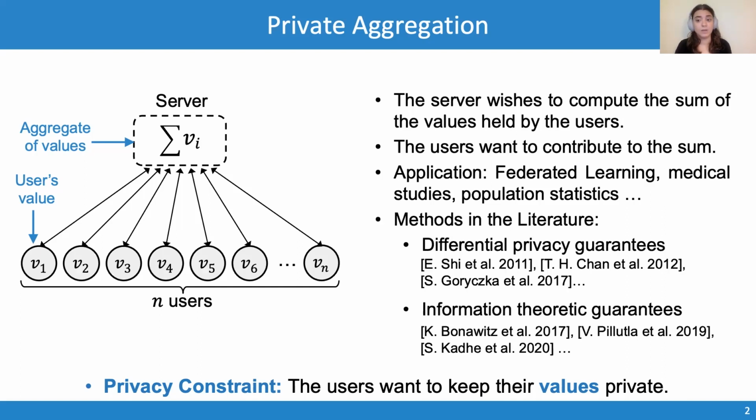This setting has been looked at in the literature, and I apologize that this is by no means a comprehensive list of publications, but the main idea is that the users report or push noisy versions of their value, and this noise averages or cancels out when the values are added at the server.